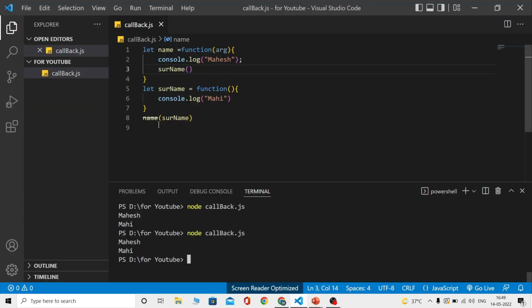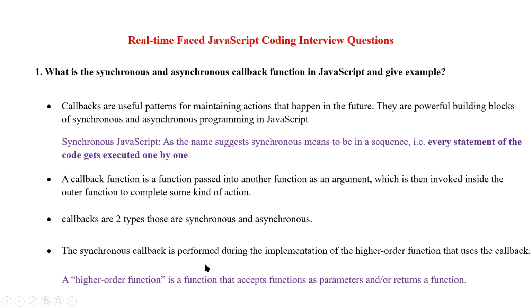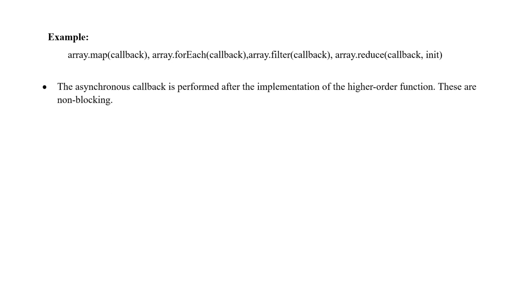See here, this function accepts a function as a parameter and returns a function. That is the higher order function. This is what we call a synchronous callback function, during the execution of a higher order function. Next, some examples: array.map, array.forEach, array.filter, array.reduce. We already saw all these functions in previous videos. If you have not seen them, please watch them. Next, the asynchronous callback is performed after the execution of the higher order function. These are non-blocking. Let's see.